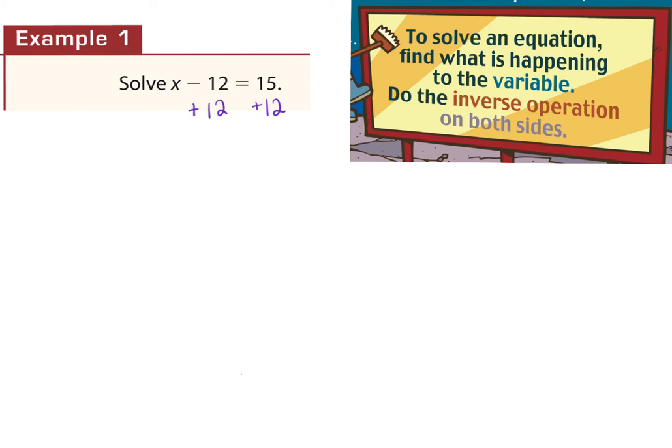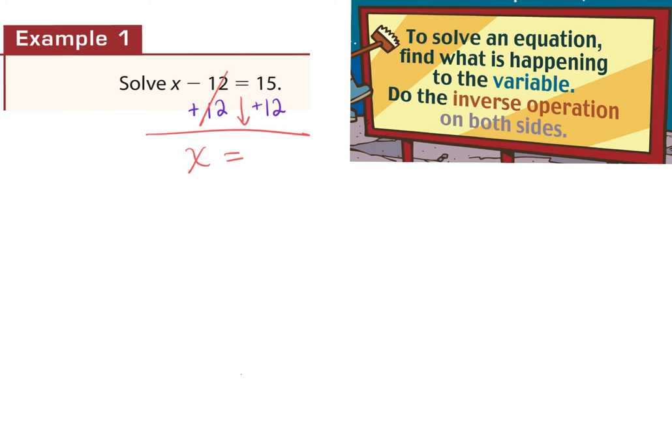Do the inverse. Your goal here is to get x by itself. You have a negative 12 and a positive 12. Those zero out. You're left with just your x. Make sure you bring down your equal sign. As we get to more complicated ones, you don't want that equal sign to get lost because you'll forget which side of it you're on.